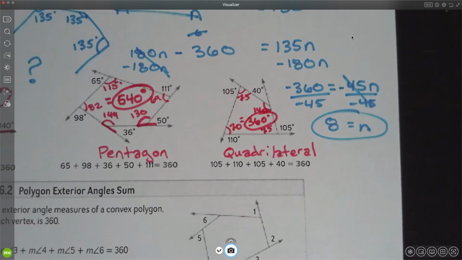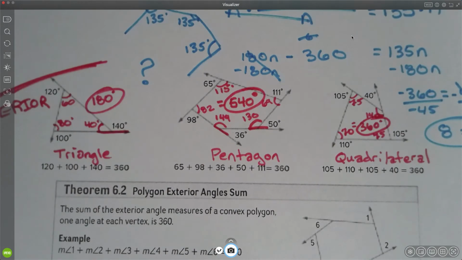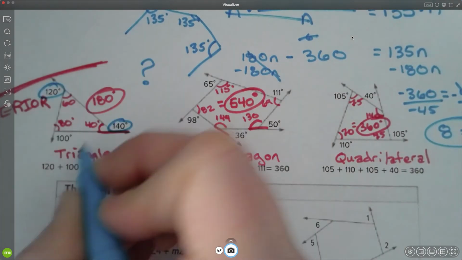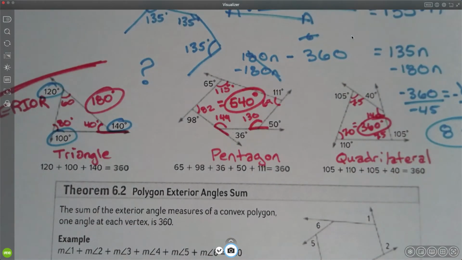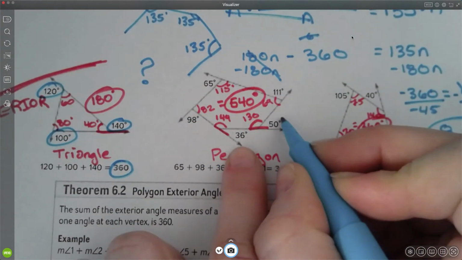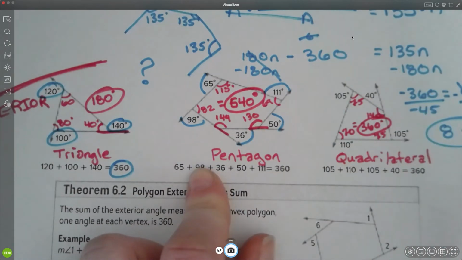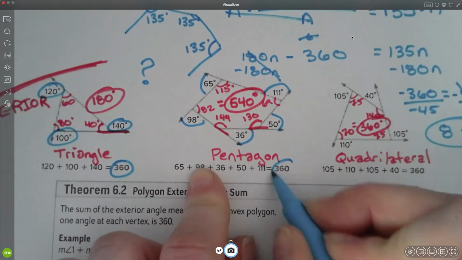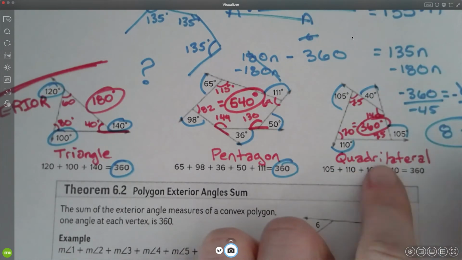But when we're looking at the exterior angles, like this guy, I'm going to do this in blue, 140, 120, and 100 are all exterior angles. What do they add up to be? 360, okay? These exterior angles, 50, 111, 65, 98, 36. What do they add up to be? 360, 105, 40, 105, and 110. They add up to be 360.